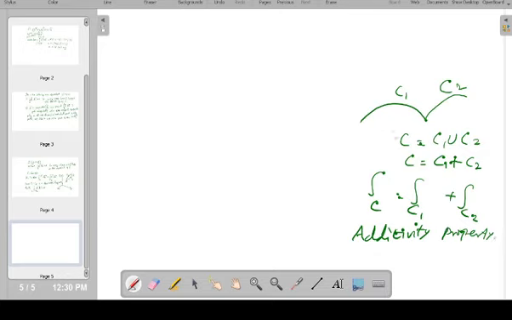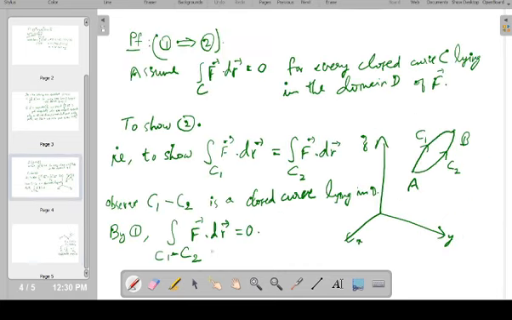For that, you need the end point of C1 must be the same as the initial point of C2. The end point of C1 is this, and the initial point of C2 is again this. So in this case, additivity property holds. So let us use that additivity property in the previous integral.